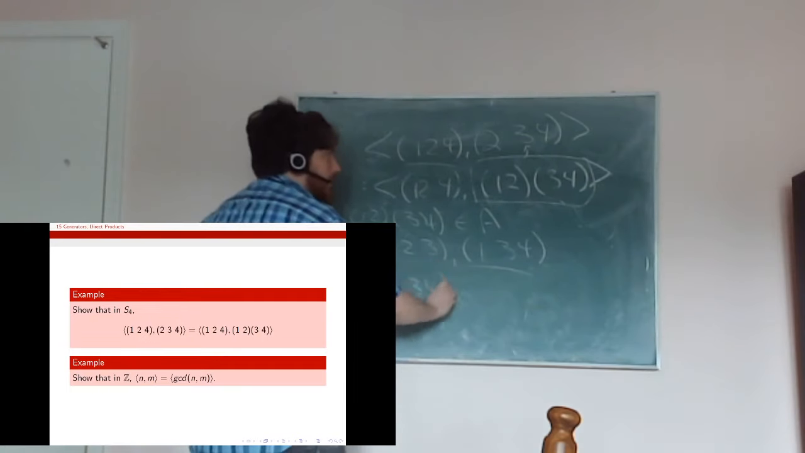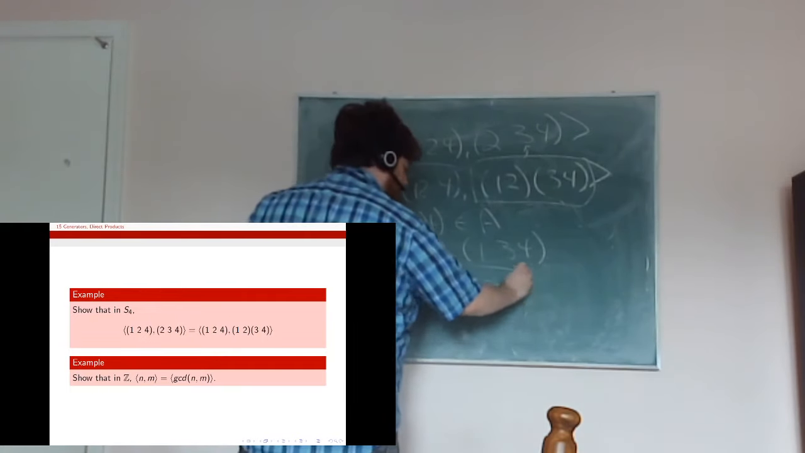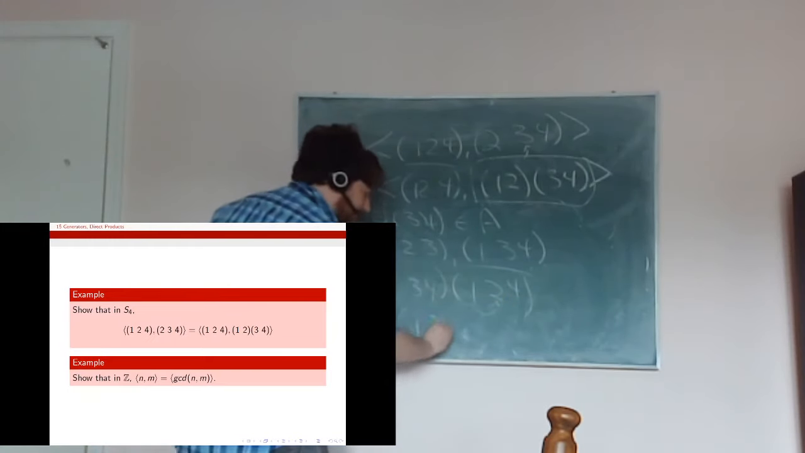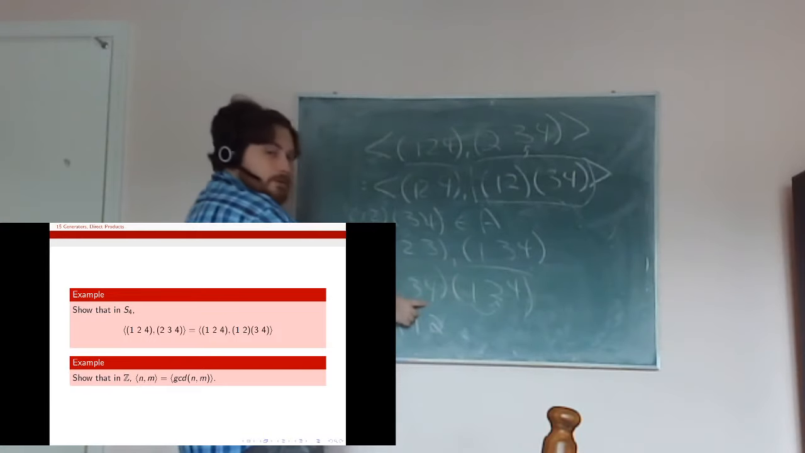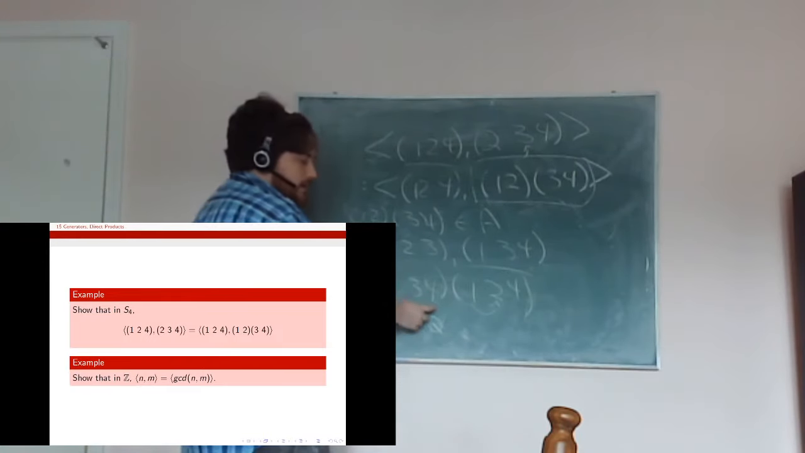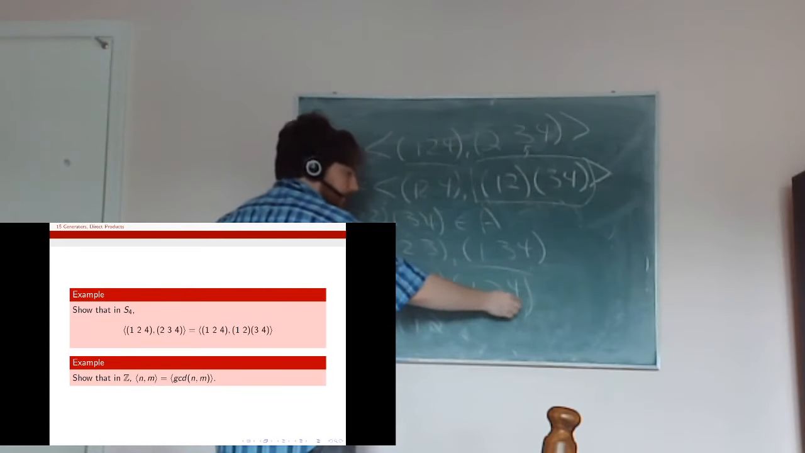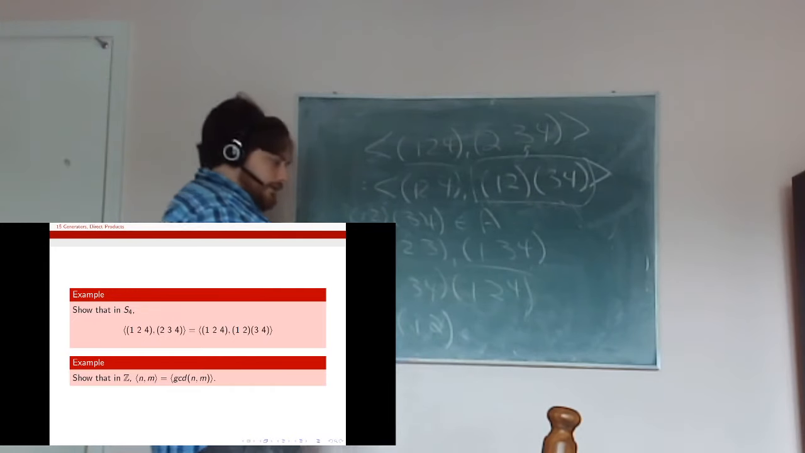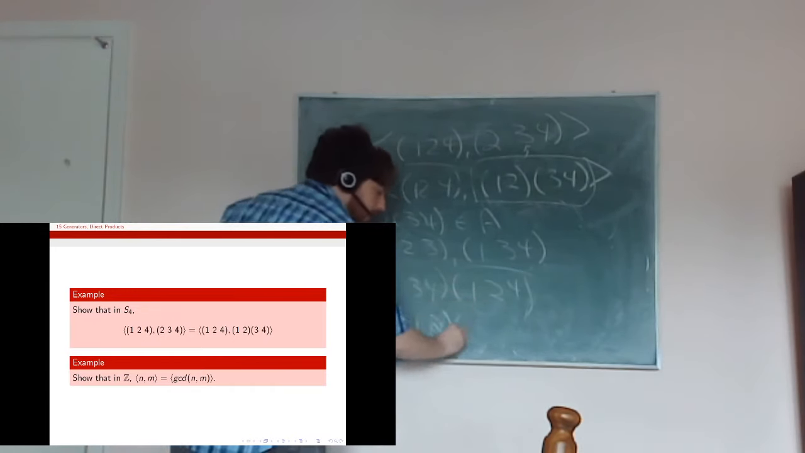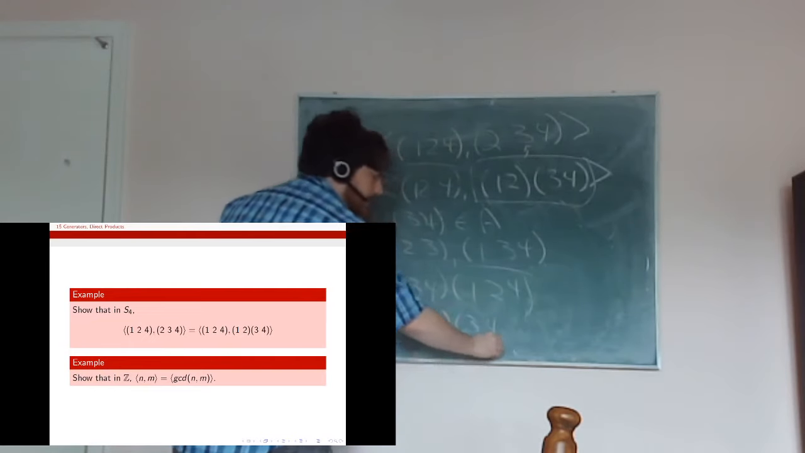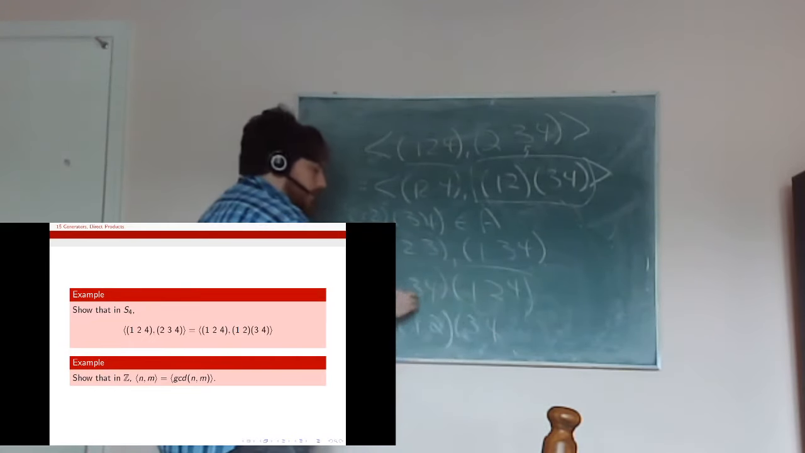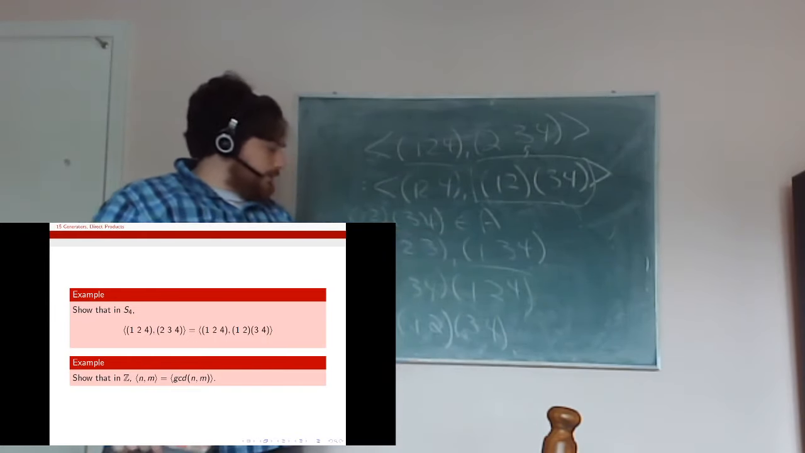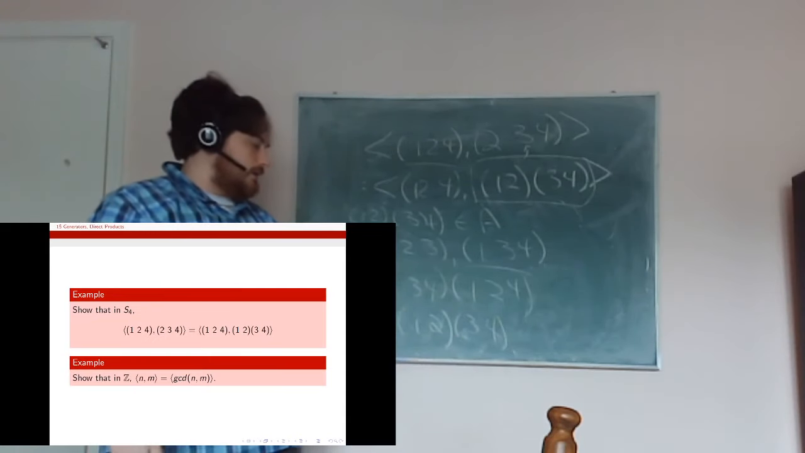(1 3 4) composed with (1 2 4). 1 goes to 2. So 1 goes to 2, and then 2 goes nowhere, right? And so then if I start with 2, 2 goes to 4, 4 goes to 1, so 2 goes to 1... Starting with 3, 3 goes nowhere, then 3 goes to 4. And then if I start with 4, 4 goes to 1, 1 goes to 3, so 4 goes to 3. So if I take (1 3 4) and compose with (1 2 4), I get (1 2 3 4).